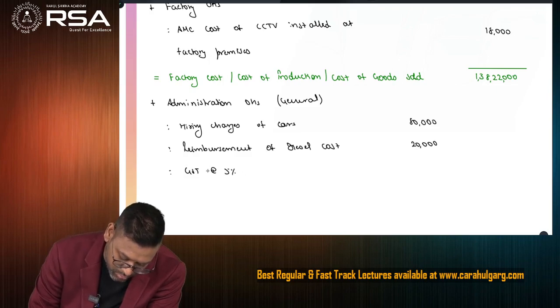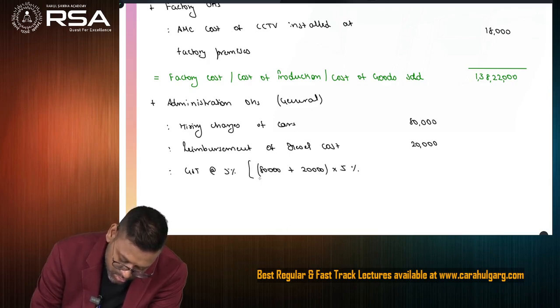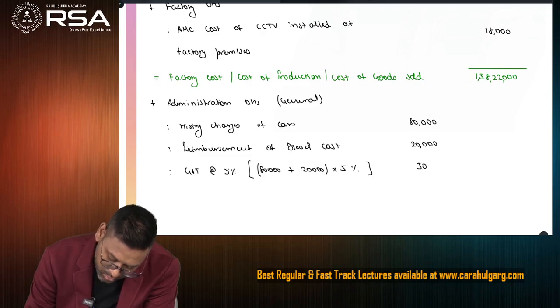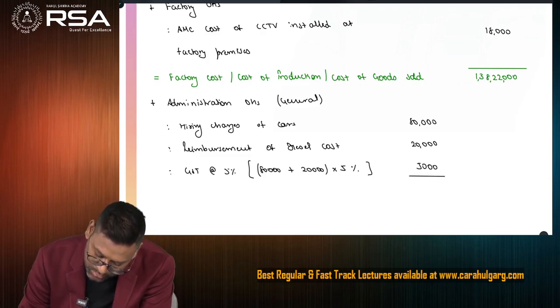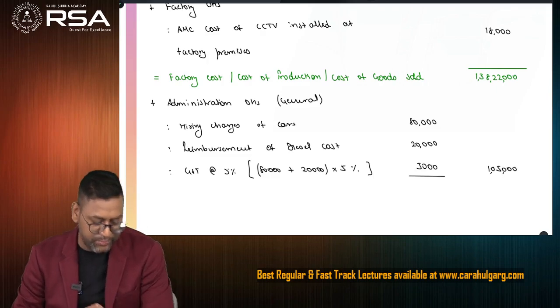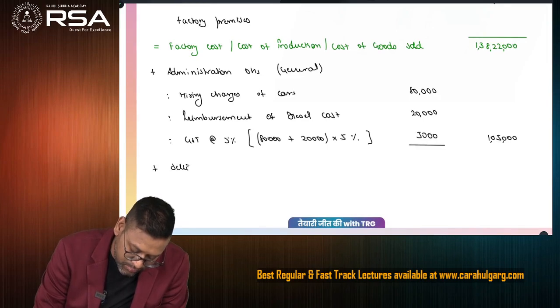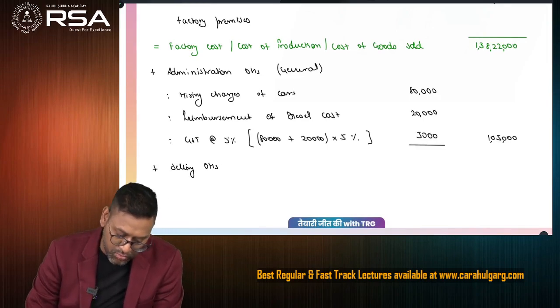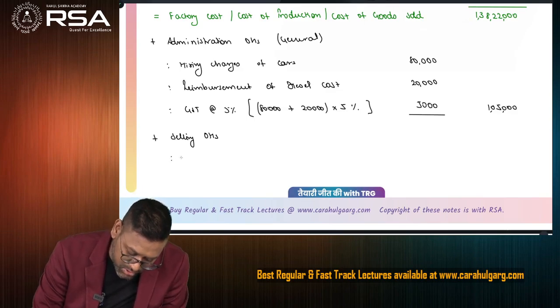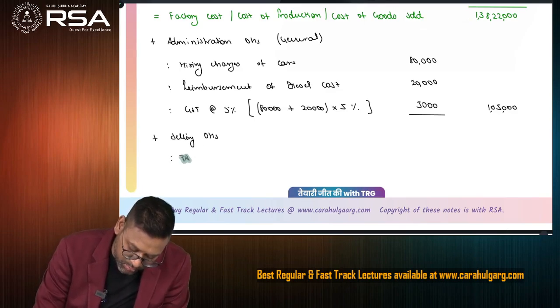GST at the rate of 5%. How does it come? 80,000 plus 20,000 multiplied by 5%. So 1 lakh into 5% becomes 5,000. So 1 lakh 5,000. Okay, so this is about the administration overheads. Then comes the selling overheads. So in selling overheads, there was TADA and hotel bill paid for sales manager.